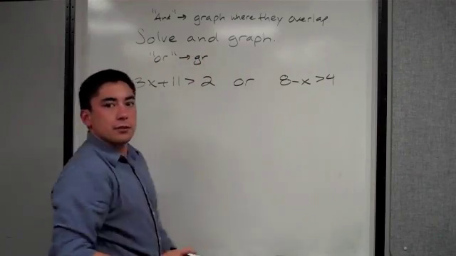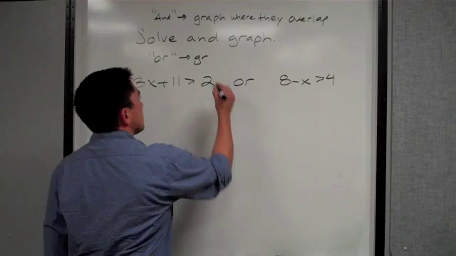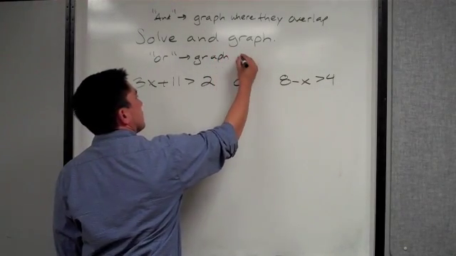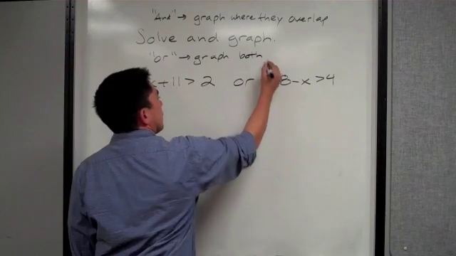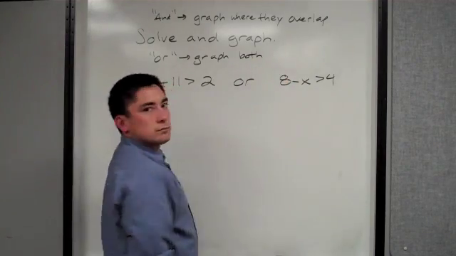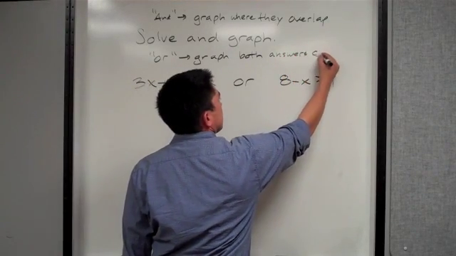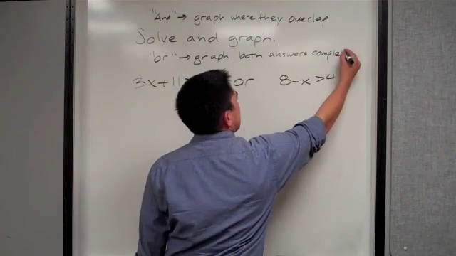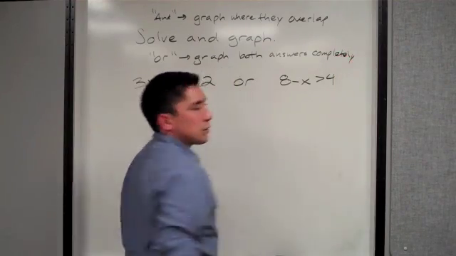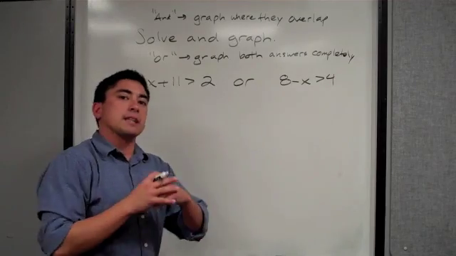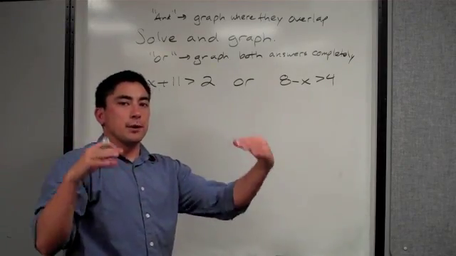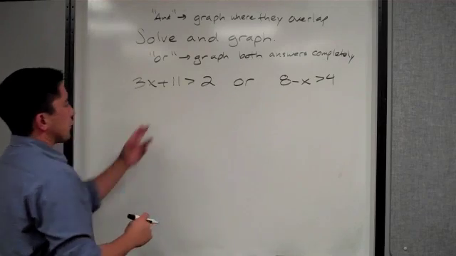you're going to graph the entire graph of both. So graph both answers. Okay? Completely. So it's not just where they overlap, but you're actually going to graph the entire graph of both on the same graph. So first we have to solve.